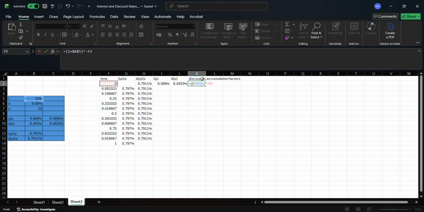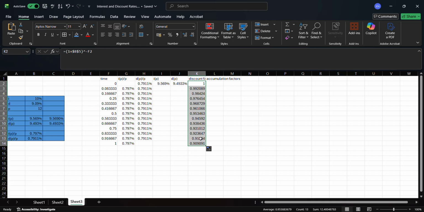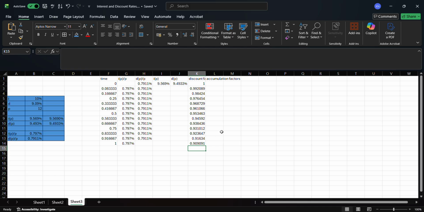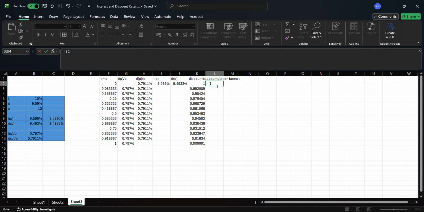So I'm going to start: the discount factor for time 0 is going to discount from time 0. So it's going to be 1 plus the interest rate raised to the power of 0, and that'll be the same for each of these. Discounting from time 1 will be 1 plus the interest rate to the power of minus 1. Cool.